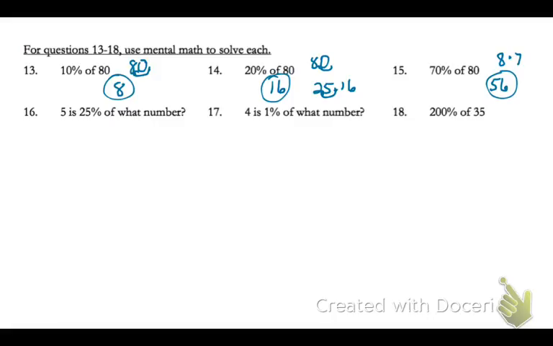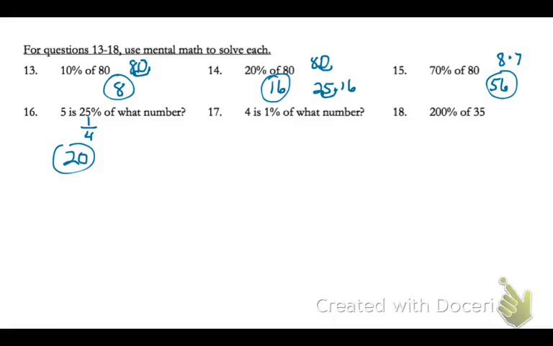Number 16, 5 is 25% of what number? Well, 25% is a fourth. So I can think of this as 5 is a fourth of what number? Well, to work backwards, I could take 5 times 4 in my mind and get 20. 5 is 25% or a fourth of 20.